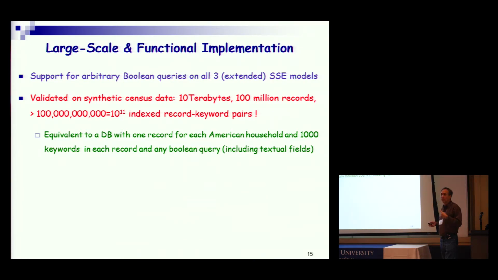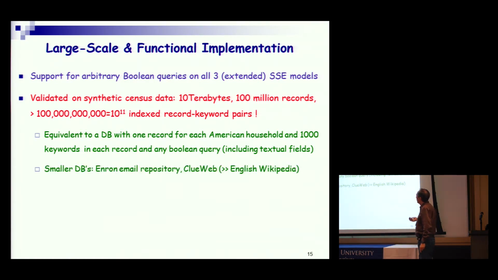index record keyword pairs. To give you an idea, this is like taking a database with one entry for each family in the United States and having 1,000 keywords attached to each one, where 1,000 keywords can be all kinds of census data plus notes, some English notes. So that's a big one.